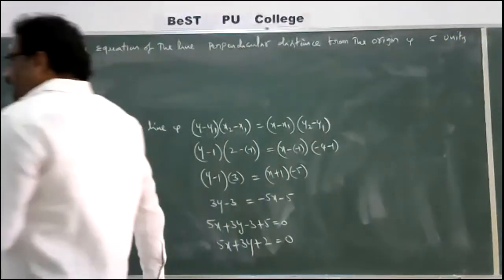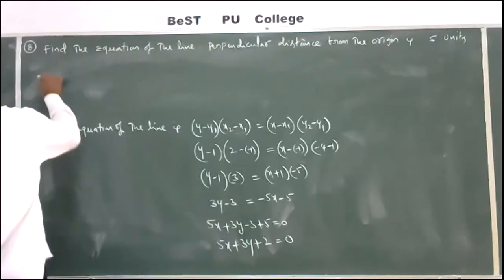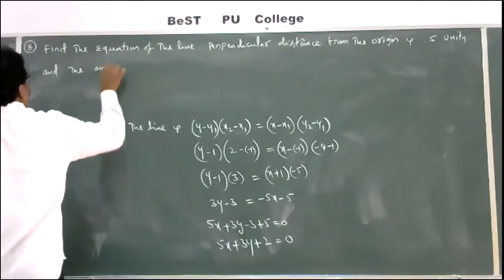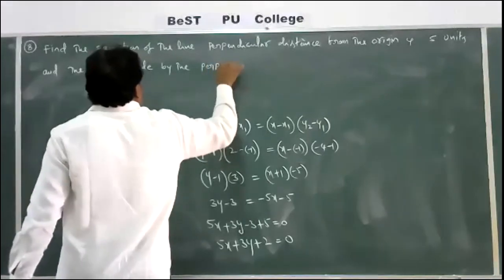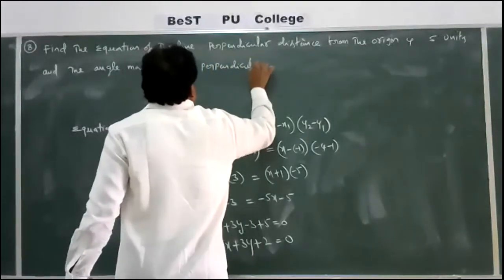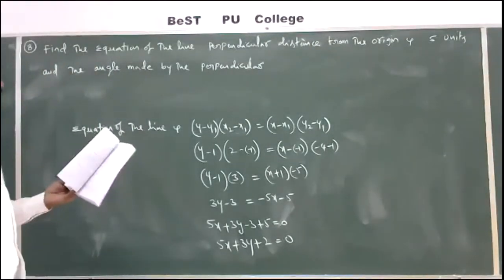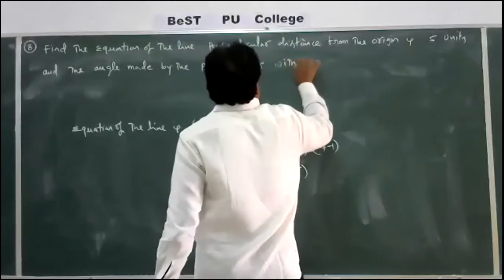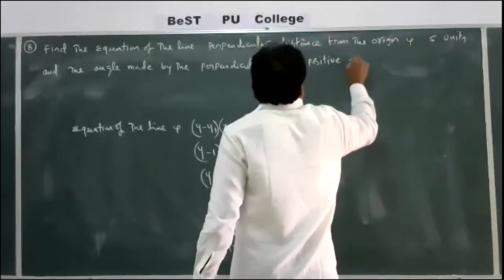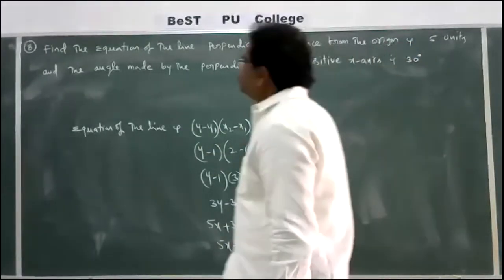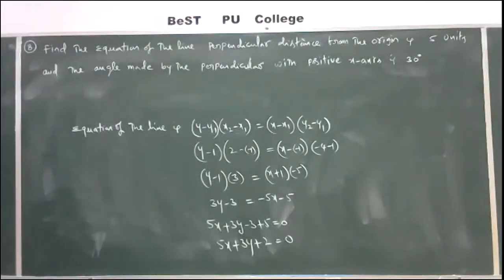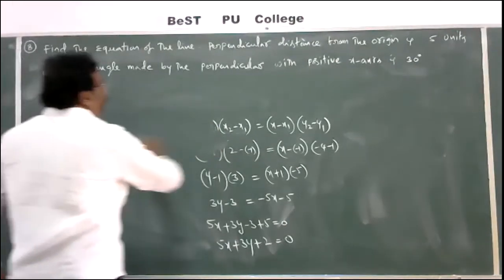The perpendicular distance from the origin is 5 units, and the angle made by the perpendicular with the positive x-axis is 30 degrees. Find the equation of the line. This is the normal form or perpendicular form.